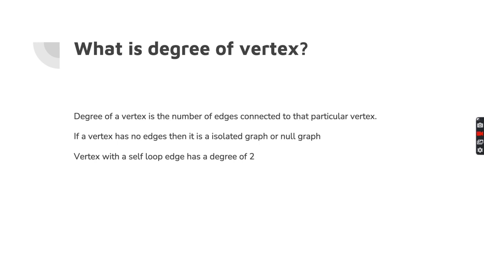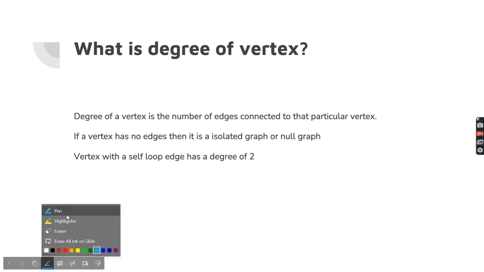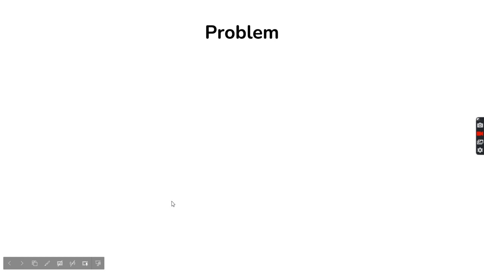A vertex with a self loop has an edge of degree 2. Its self pointing loop or self edge would look something like this, where this is considered to be a vertex, and this is the edge, and this edge points out to itself. This is known as the self-looping edge.